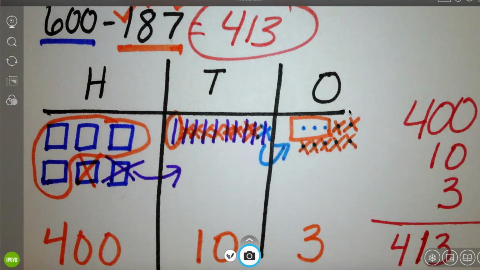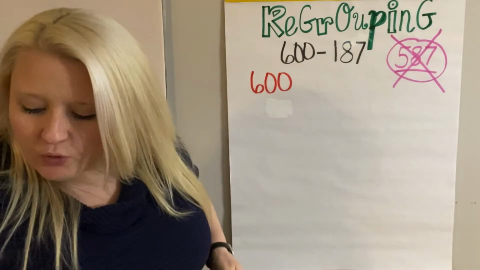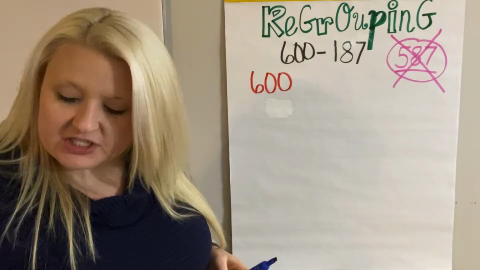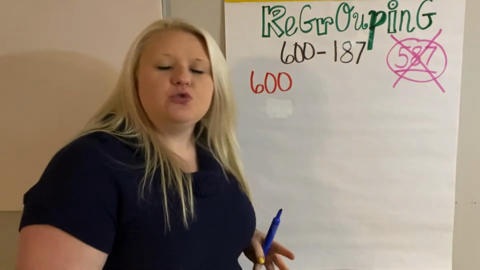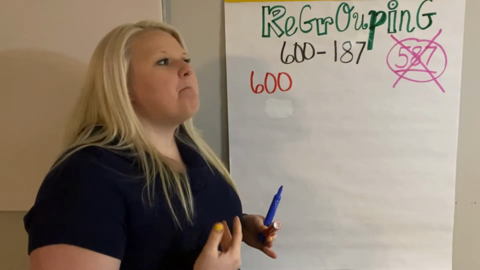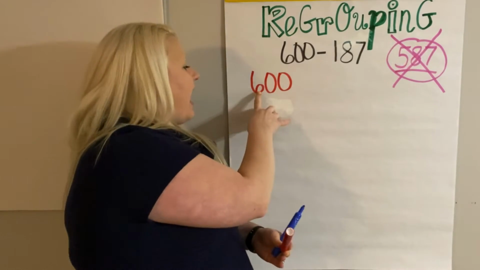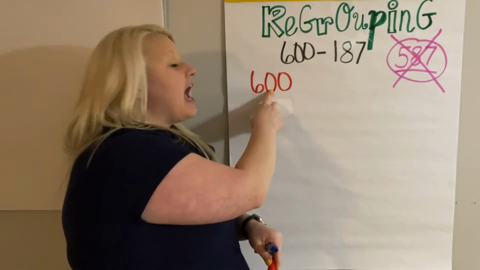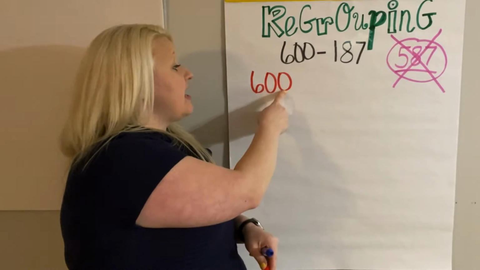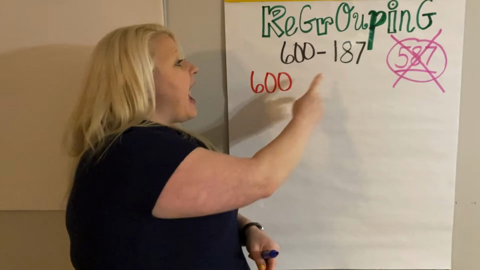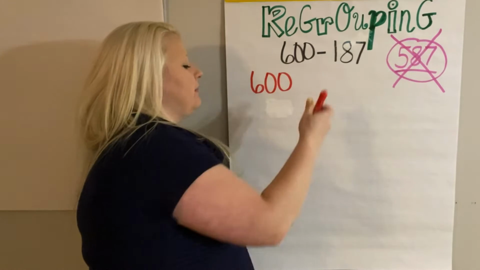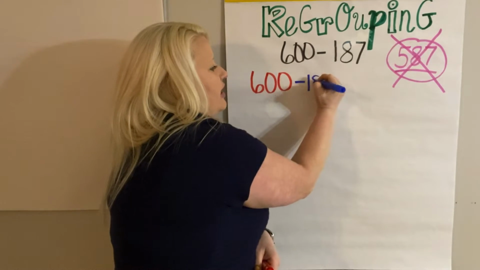All right, I'm going to do that same problem with a different strategy. I'm going to chunk it. I'm going to take chunks away at different times, and I'm going to do that using my place value understanding. So right now, I know I have 6 hundreds. I do not have any tens, and I do not have any ones. And I need to take away this. Okay, I'm going to write minus 187 here.